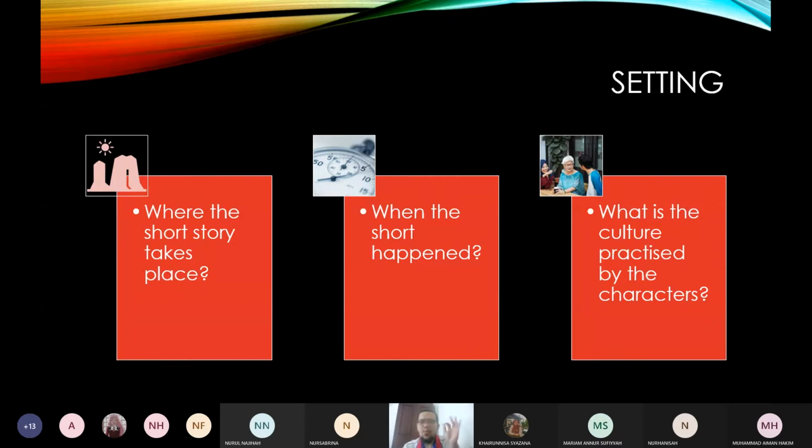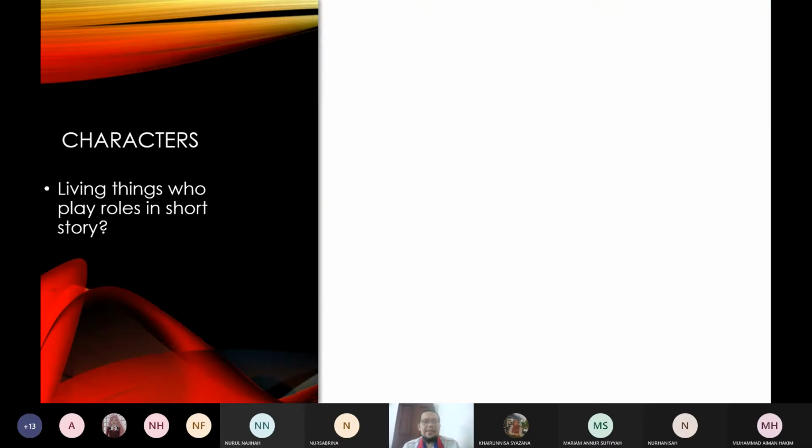So setting 3 benda, where, when and the culture practiced by the character yang you kena tengok, because I think it's very very important for you to know. Alright, second thing, character. Character tu apa? Adalah benda yang memainkan peranan dalam satu-satu short story.